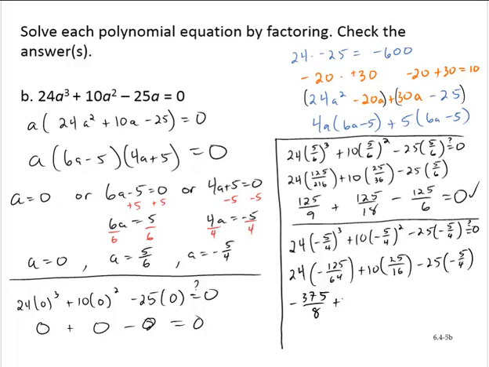10 times 25 over 16 is 125 over 8. And a negative times a negative is a positive, and 25 times 5 over 4 is 125 over 4. And again, I'll just go through this addition on the calculator. Negative 375 over 8 plus 125 over 8 plus 125 over 4 is in fact 0. That checks out, so I can be confident in my 3 solutions to the equation.